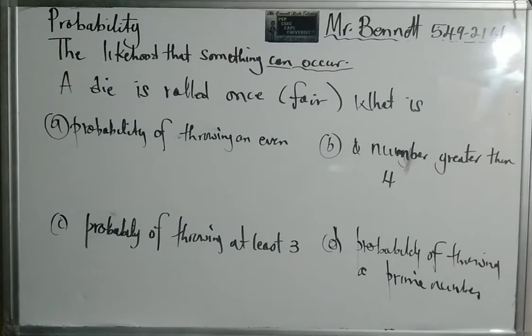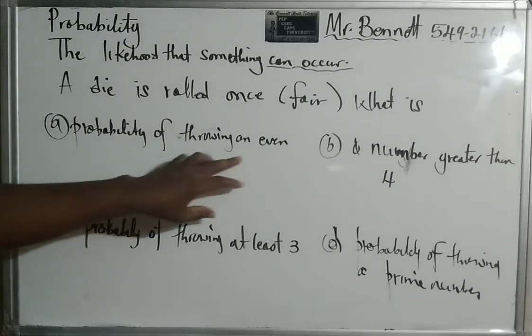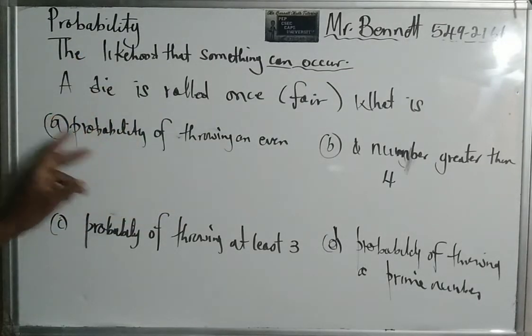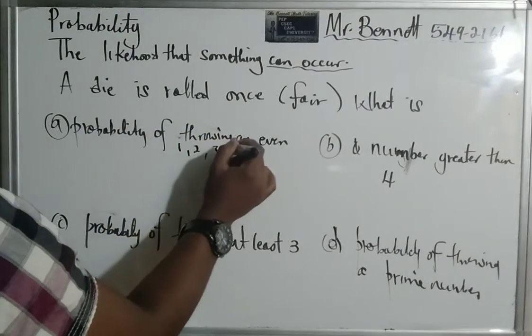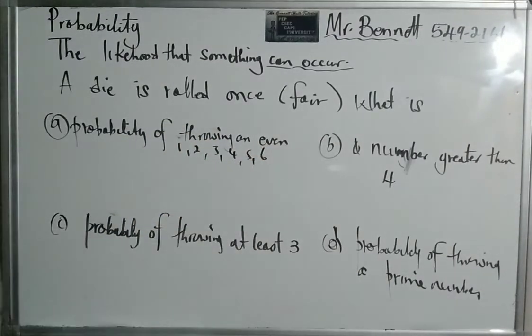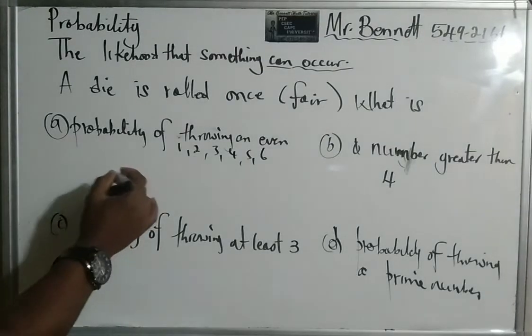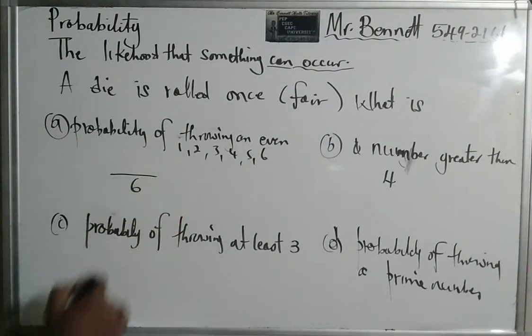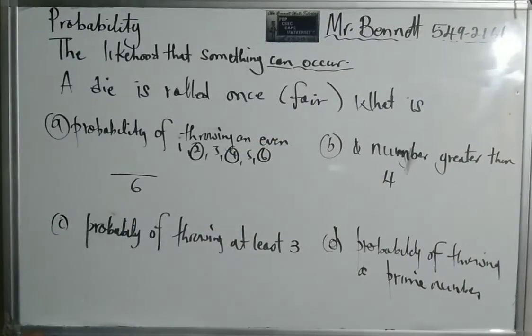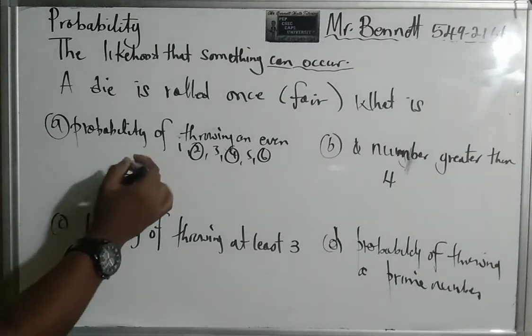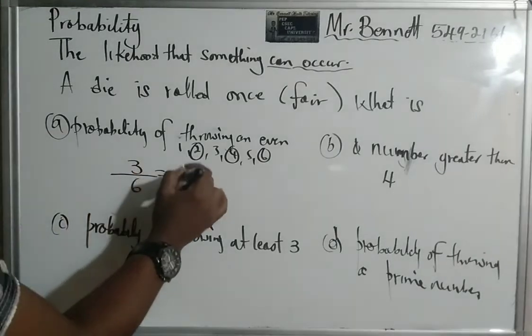Alright, let's just look at each. The probability of throwing an even number. Now, one die we have from 1 to 6, right? So we have 1, 2, 3, 4, 5, 6. That becomes your denominator, because the total is 6. Now let us look at how many even numbers. We have 1, 2, 3. By the way, an even number is when you put it in groups of 2, there is no remainder. So that will be 3 out of 6. So that's a half.